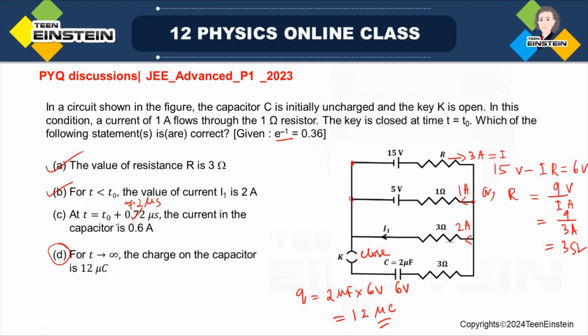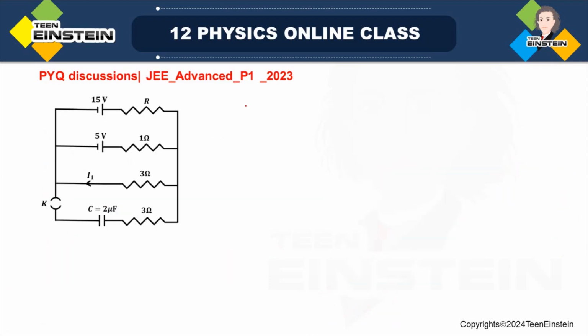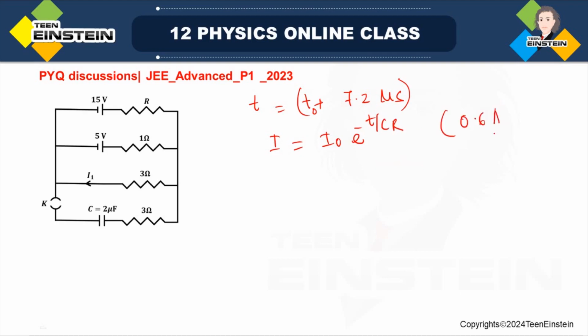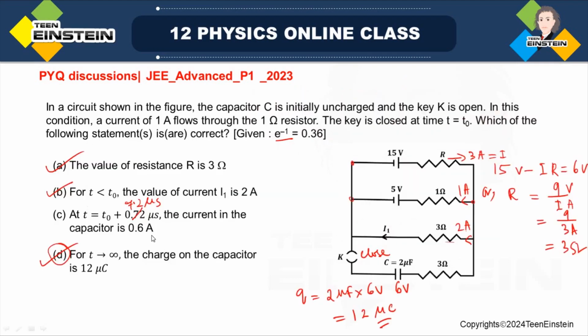Now we see another condition. So this fourth option is also correct. Now we'll see this third option. The third option says that at t is equal to t0 plus 7.2 microsecond, that means at an intermediate time, the current will be I is equal to I0 e to the power minus t by CR, which is given as 0.6 ampere. This we have to cross check, whether it is 0.6 ampere or not.